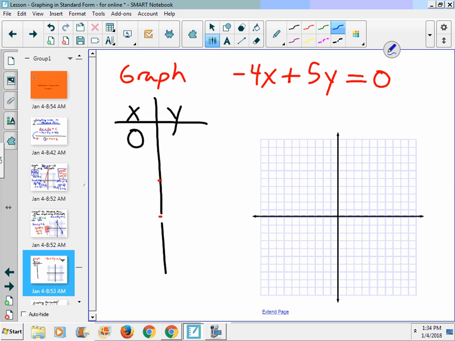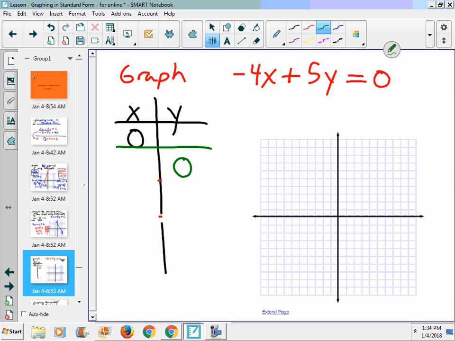So let's say we have this problem here. This is already in standard form, negative 4x plus 5y equals 0. And we want to graph that using intercepts. Okay. Well, in the chart here, I already set up the y-intercept, and I'll set up the x-intercept. But something weird and different actually happens here.